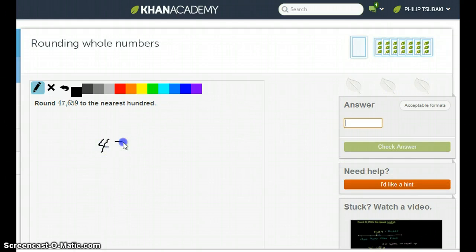Okay, now we're going to do 47,659, and we're going to round it to the nearest hundred. The first thing we're going to do is mark the 100 digit. So what's going to determine whether the 6 stays 6 or goes to 7? That's going to be the 5 here. 5 is 5 or higher, so it's going to make the 6 go to the next number, which is 7. The left numbers are going to stay the same, 47. The right numbers are going to turn to 0. So the answer is 47,700.